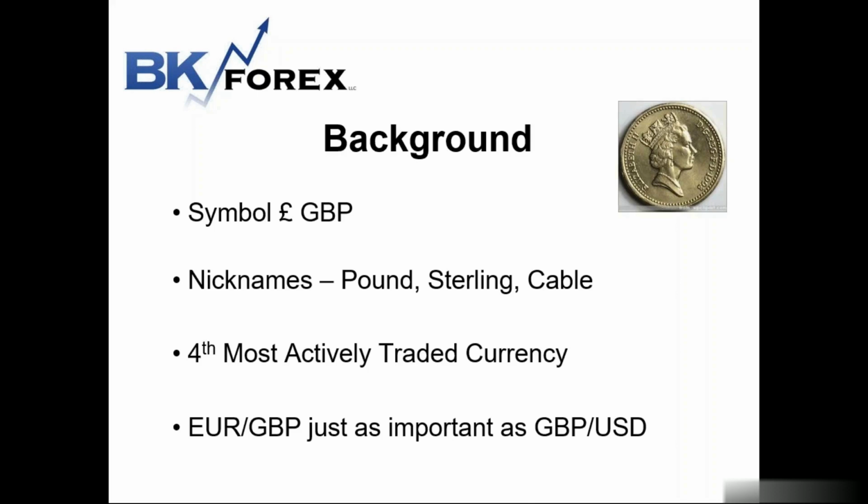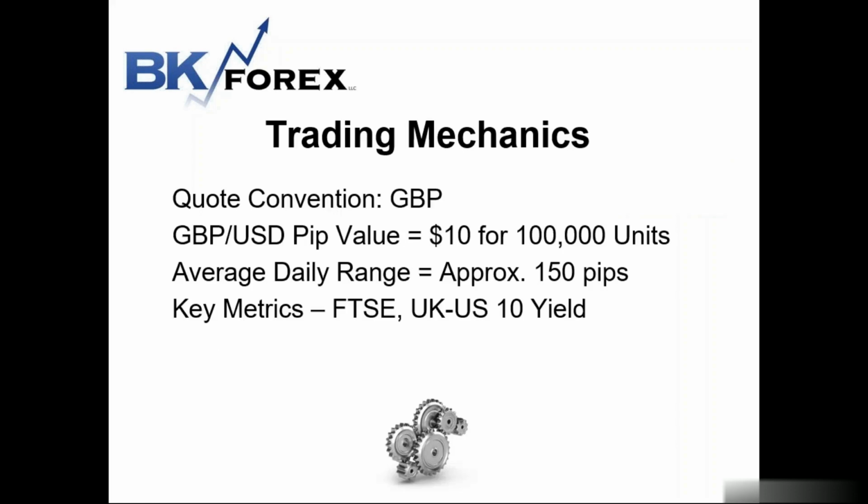The pound is the 4th most actively traded currency. And for the UK economy, the value of euro pound is just as important as the pound dollar. The reason for that is because the UK does the majority of its trade with the European Union and the Eurozone. So in many ways, the value of euro pound is more important than the value of pound dollar, even though pound dollar is a much more actively traded currency than euro pound.